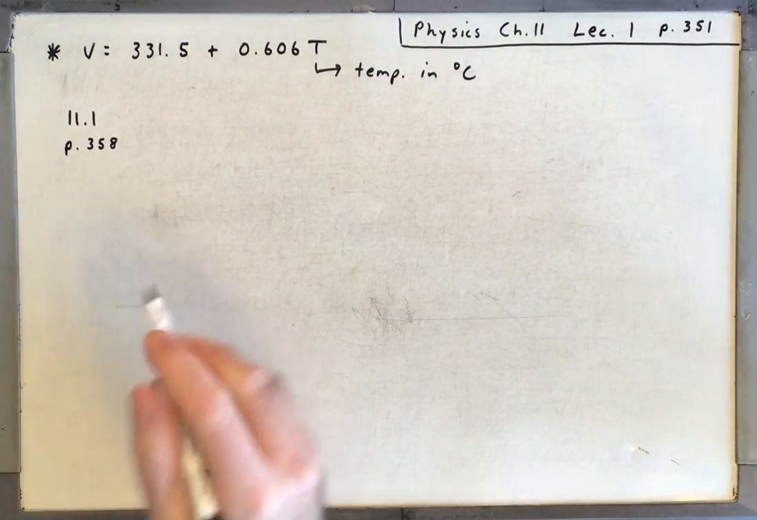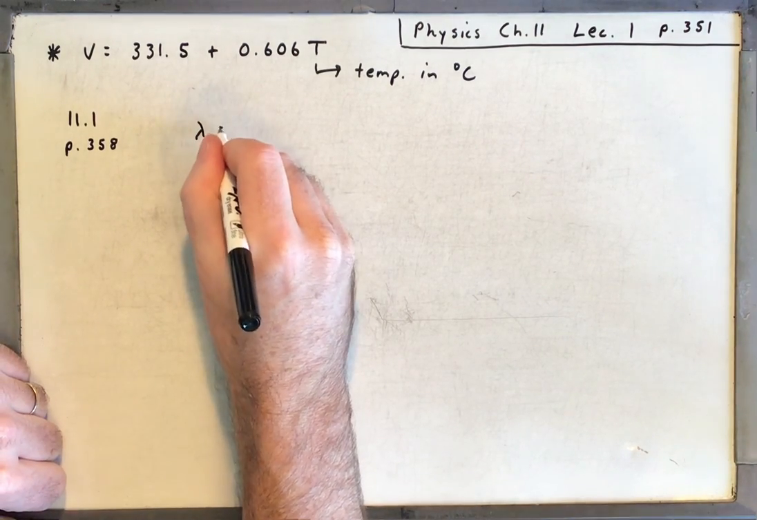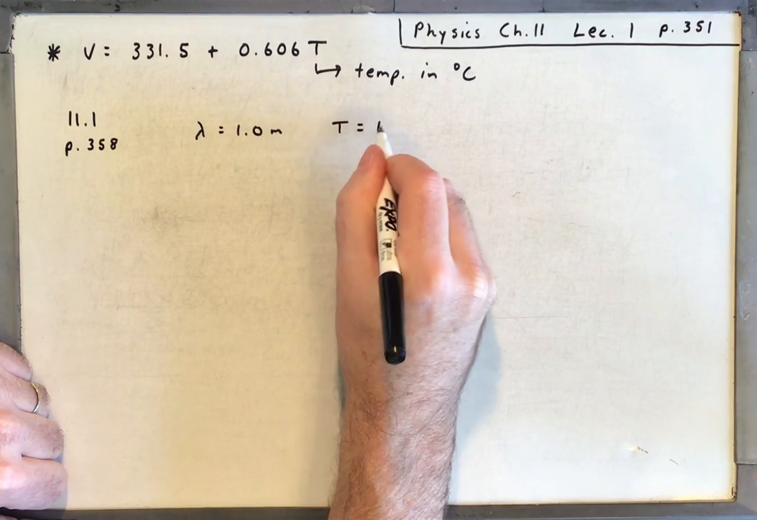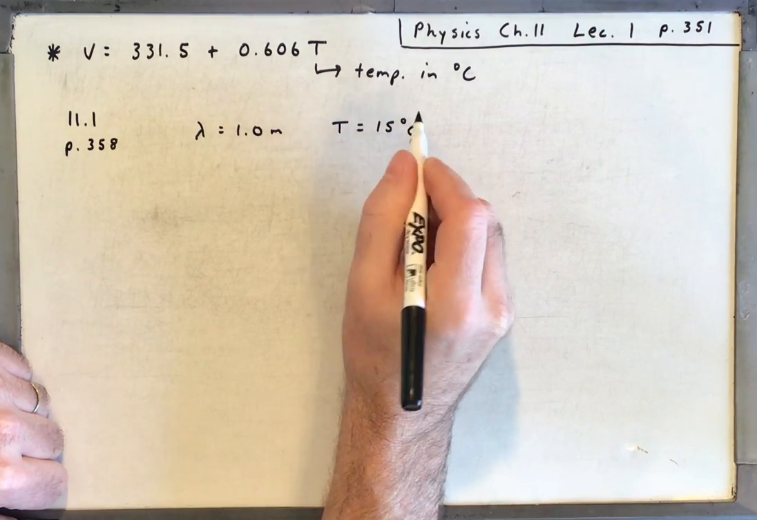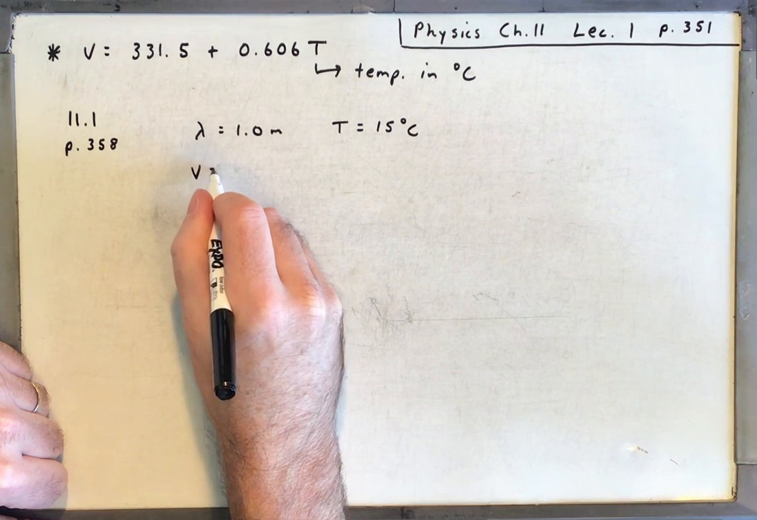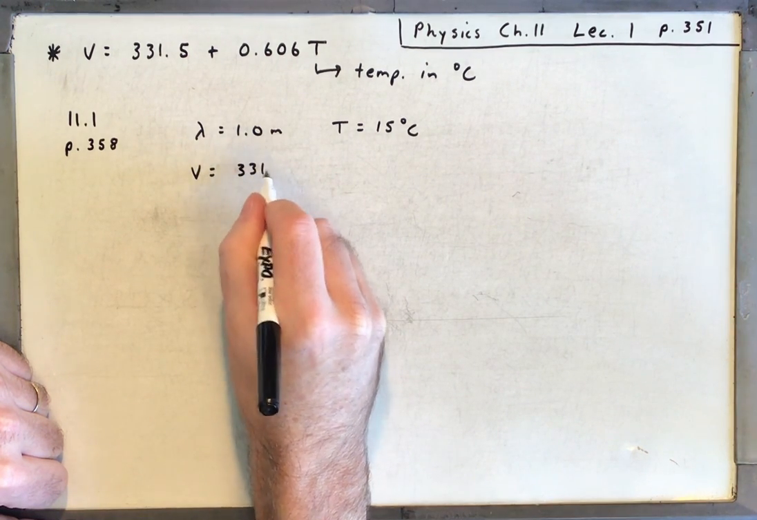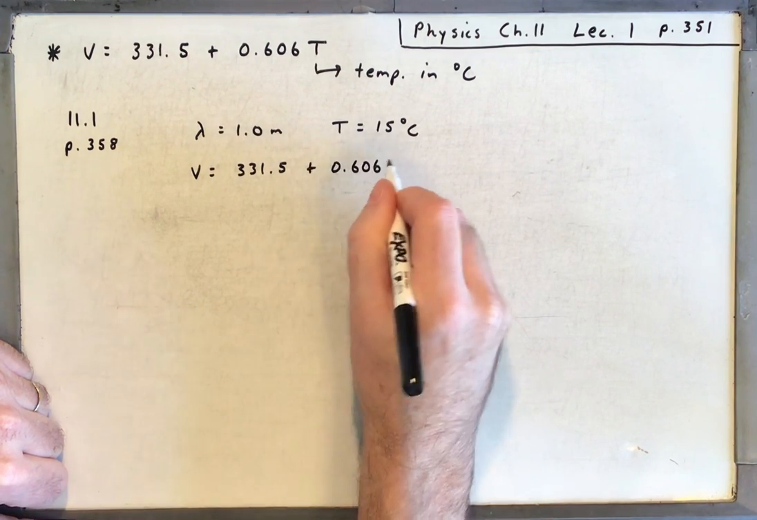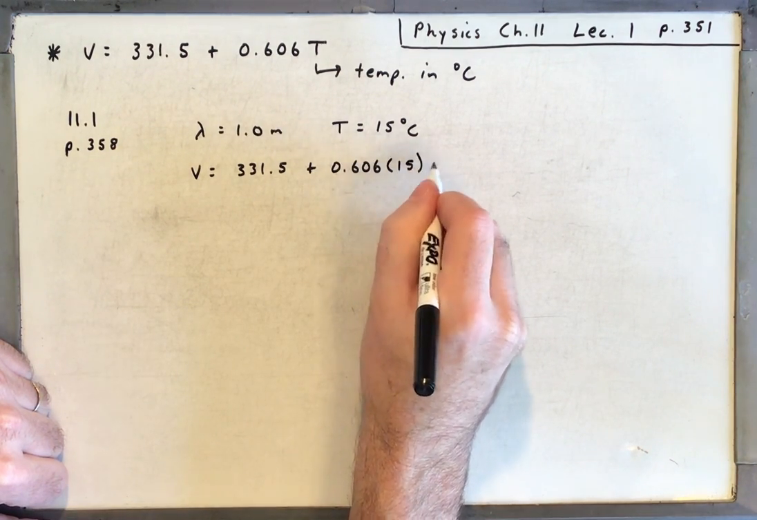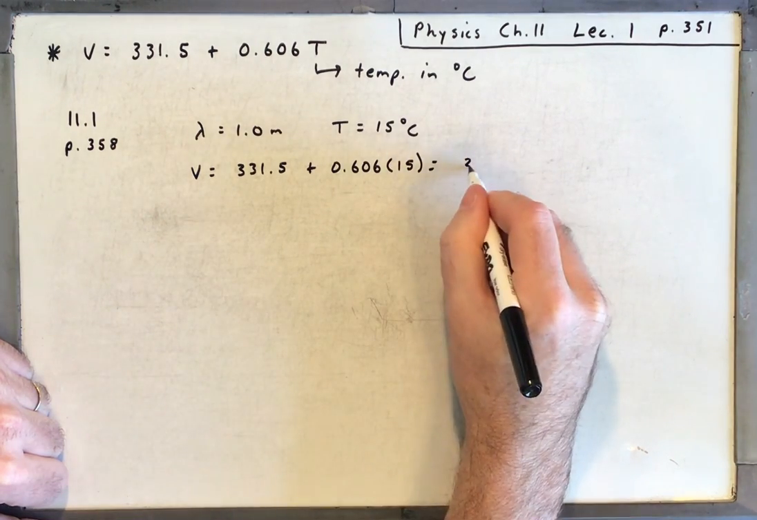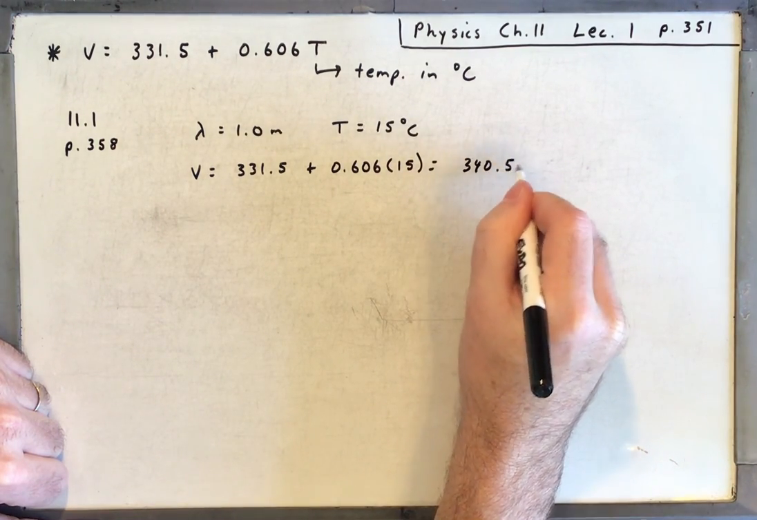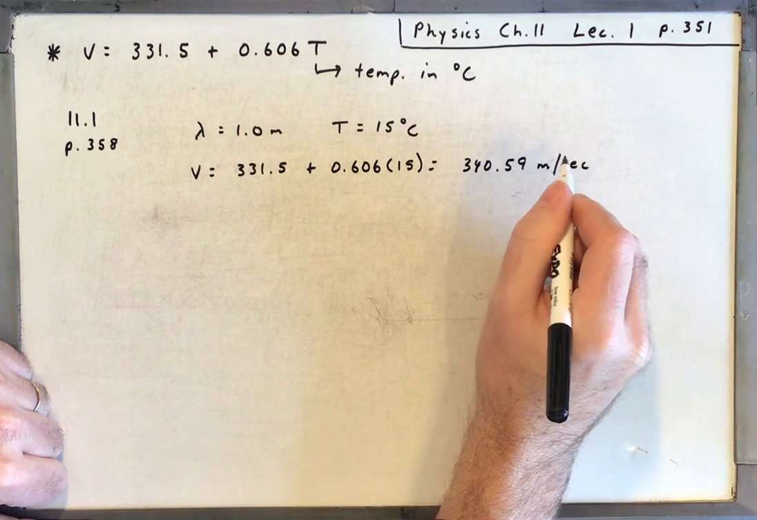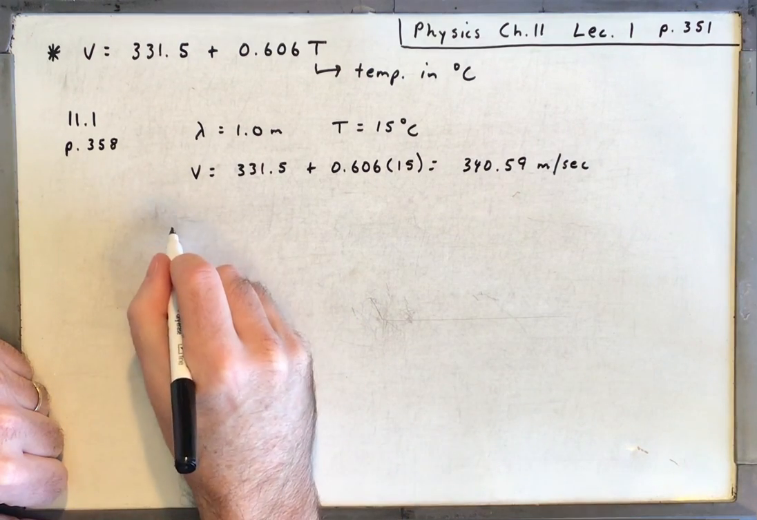All right, so we know that our wavelength is equal to 1 meter. Temperature is equal to 15 degrees Celsius. So first we can figure out the velocity. That's 331.5 plus 0.606 times the temperature, 15. That's 340.59 meters per second. That velocity allows us to figure out the frequency.